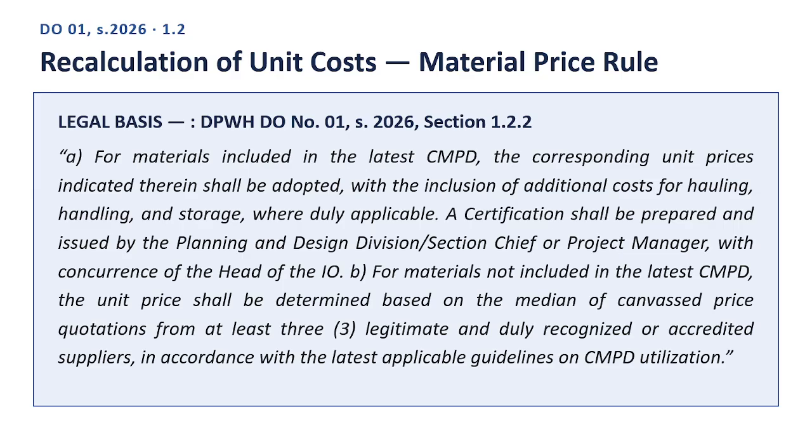B. For materials not included in the latest CMPD. The unit price shall be determined based on the median of canvass price quotations from at least three legitimate and duly recognized or accredited suppliers, in accordance with the latest applicable guidelines on CMPD utilization. End quote. This is a two-branch rule, and both branches matter. If the material is listed in the current price data, use that price, plus any real additional hauling or storage cost. If it is not listed, do not guess. Take the median of at least 3 real supplier quotations instead.